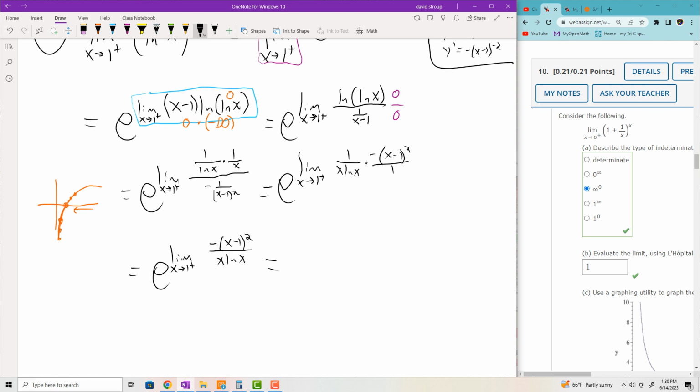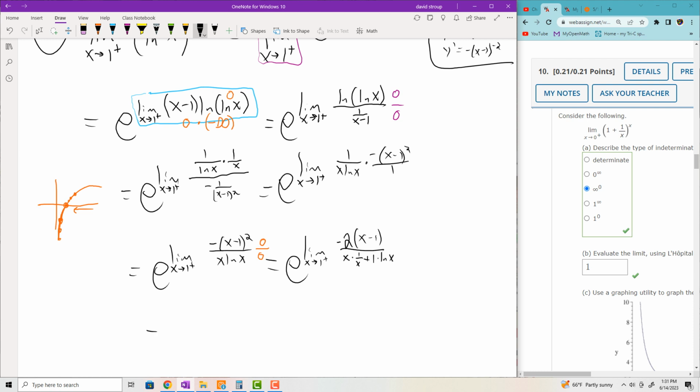Okay, so if you plug in 1, what do you get? What's the form again? Plug in 1, you'll get a 0 up top, and you get a 0 on the bottom. So you're going to do L'Hopital's again. So I have e to the limit as x goes to 1 from the right of, now it'll be negative 2 times x minus 1 all over, and the bottom I got to do a product rule. So leave x alone times the derivative of ln of x plus the derivative of x times ln x.